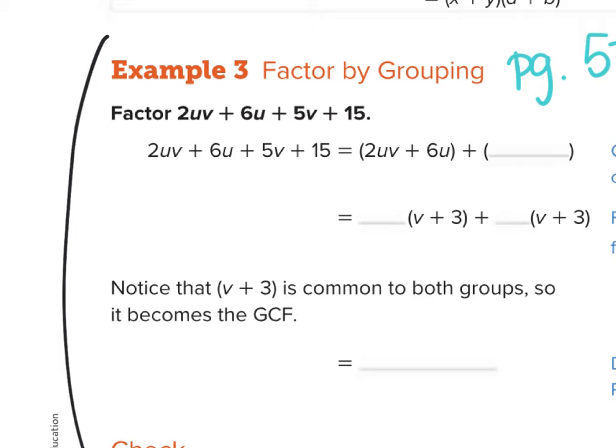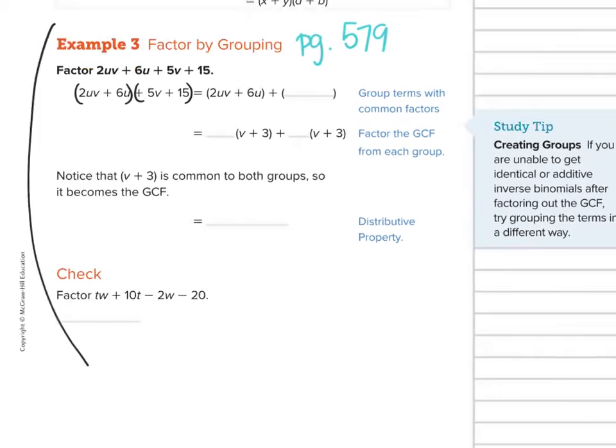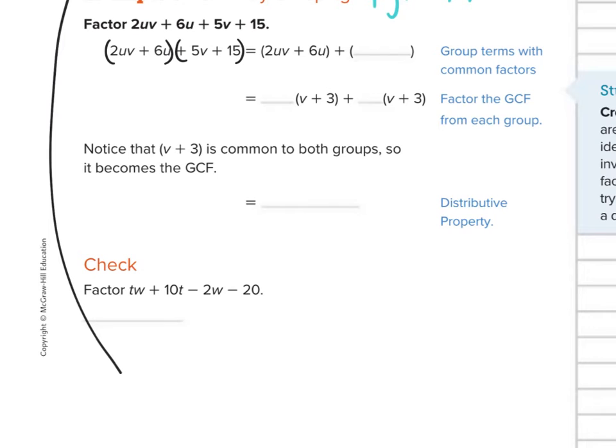2. So I'm going to do it like this. I'm going to split the first 2 together and the last 2 together. I'm going to solve this down here because they don't really give me a lot of space to write here. So it's 2uv plus 6u. And then my second set is positive 5v plus 15.